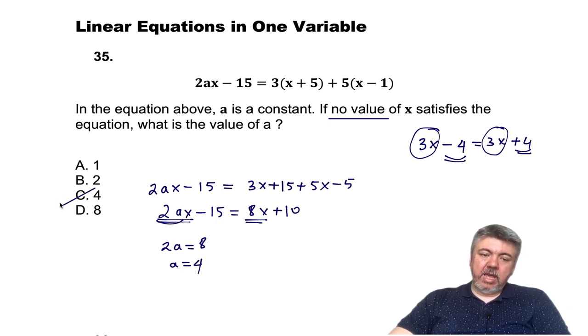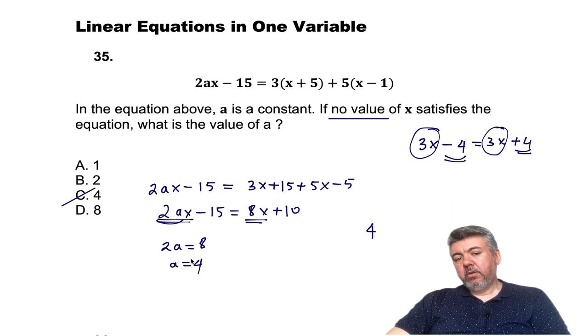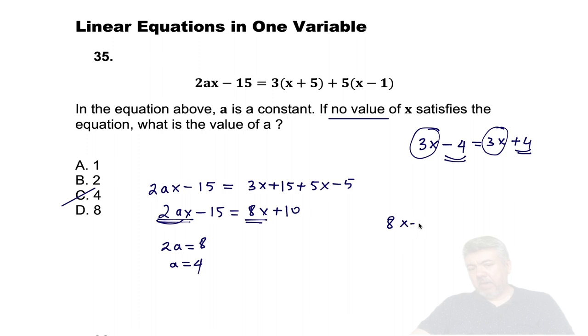That's the answer, but after all, here if a is 4, 8x minus 15 equals 8x plus 10. Cancel 8x's, minus 15 equals 10. That's a contradiction. That means no x satisfies this. That's the idea behind it. So whenever you have such a question, equalize the coefficients of x and make the constants different.